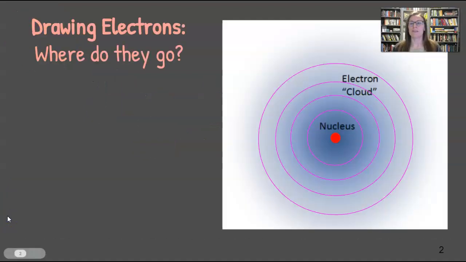All right, so this is just a review, nothing to write down on this slide. We have a model of the atom over here, right? And so we've talked about the nucleus and the protons and the neutrons being in there. And we've talked about the electron cloud out here, where the electrons go. But when we're drawing a model, how do we know where to put the electrons? So that's what we're going to talk about today.